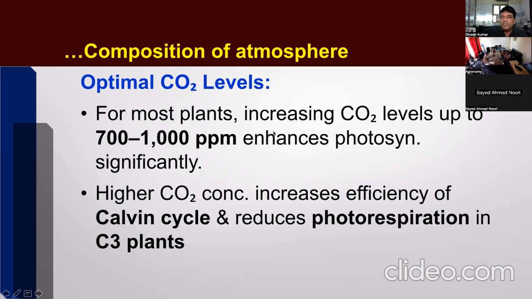For most plants, increasing CO2 levels up to 700 to 1000 ppm enhances photosynthesis. You can see, if we increase CO2, it increases photosynthesis, which means it can increase plant growth, but it has some kind of interaction with the plant. Normally in C3 plants, a higher CO2 concentration increases the efficiency of the Calvin cycle or C3 cycle and reduces photorespiration, which means increased levels of carbon dioxide are more useful for C3 plants than for C4 plants.